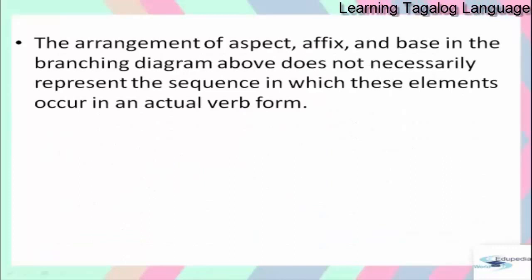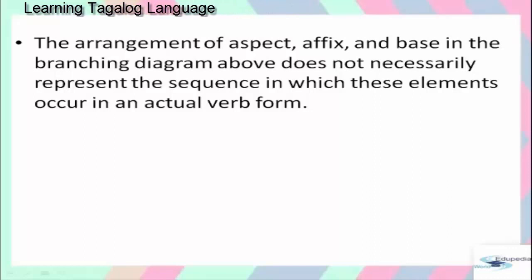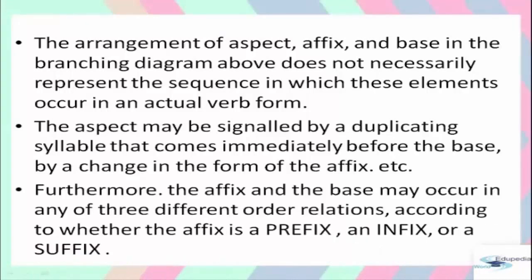The arrangement of aspect, affix, and base in the branching diagram above does not necessarily represent the sequence in which these elements occur in an actual verb form. The aspect may be signaled by a duplicating syllable that comes immediately before the base, by a change in the form of the affix, and so on. Furthermore, the affix and the base may occur in any of three different order relations, according to whether the affix is a prefix, an infix, or a suffix.